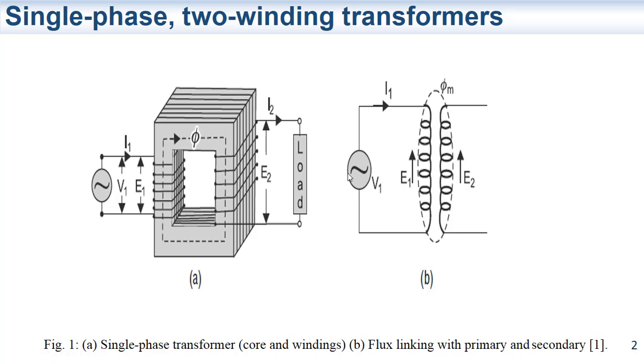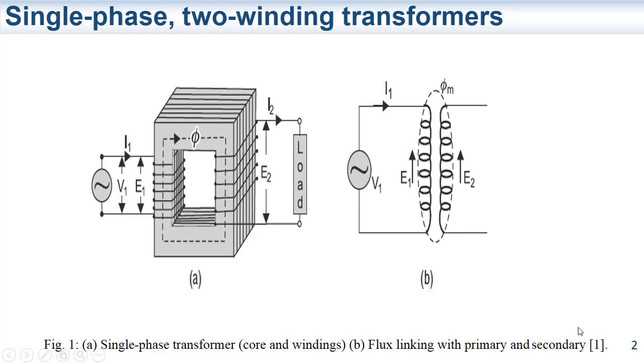Once a source supplies a voltage of V1 to the primary, an alternating flux is set up in the magnetic core, which links the primary and secondary windings. Then a self-induced EMF E1 in the primary and a mutually induced EMF E2 in the secondary are presented. Those two induced EMFs are developed in phase opposition to the supply voltage V1 according to Lenz's law.